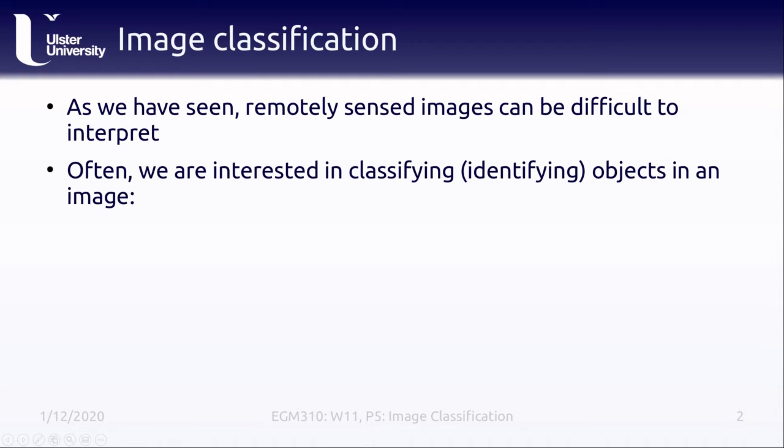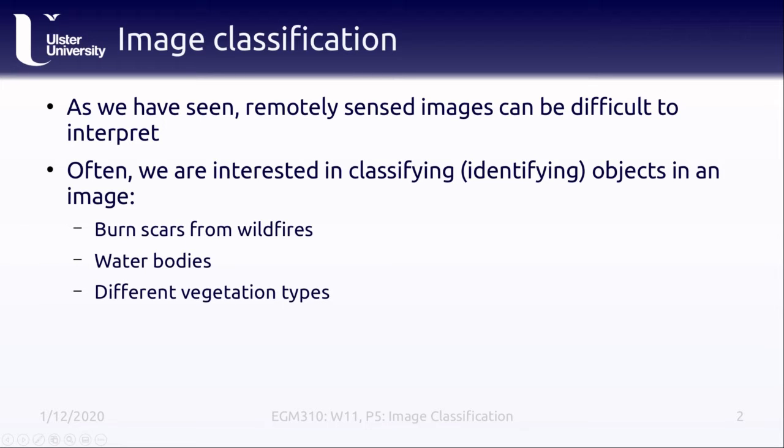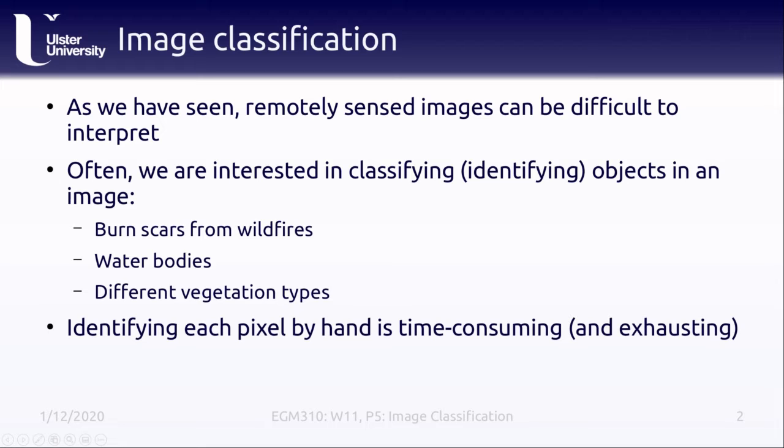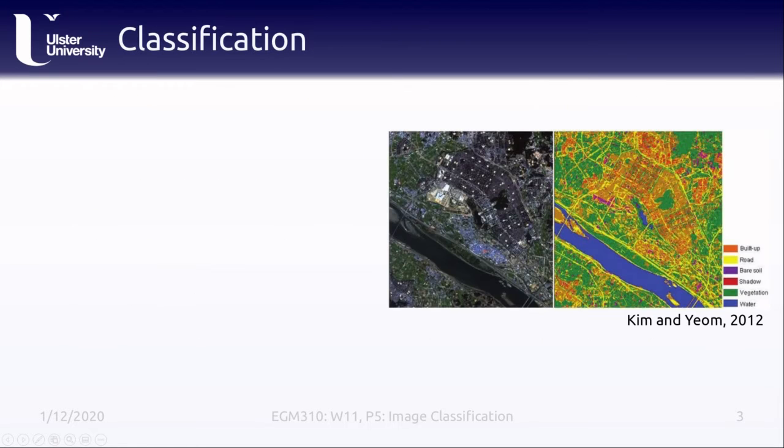Our goal with remote sensing is to derive information from the raw image data. We want to classify or identify the objects in an image. We might be interested in identifying the burn scars from wildfires, mapping water bodies, or mapping different vegetation types. As you might guess, identifying each and every pixel by hand is an extremely time-consuming task. It can also be physically exhausting, and it's difficult to reproduce. So we normally want to avoid this as much as possible.